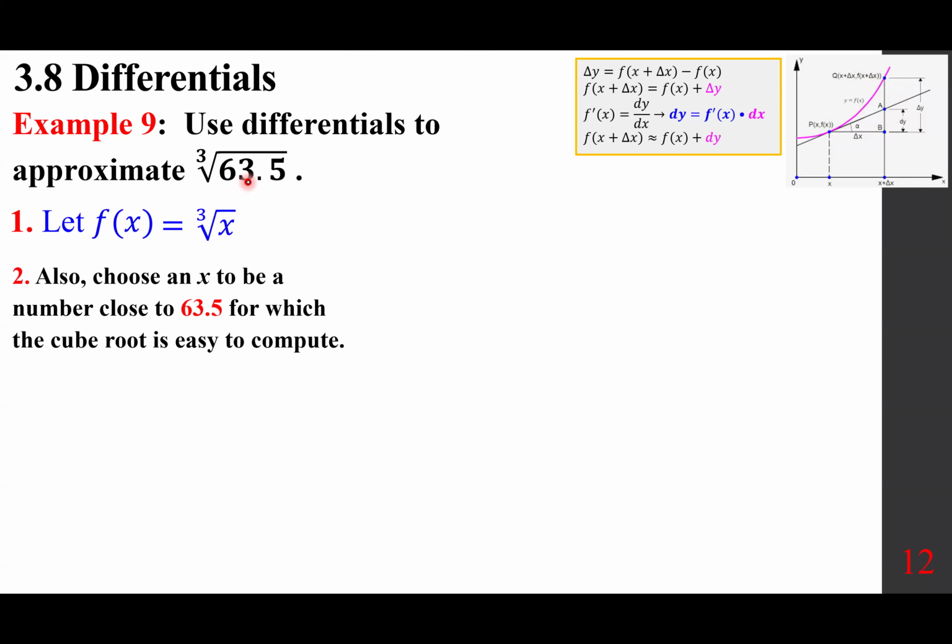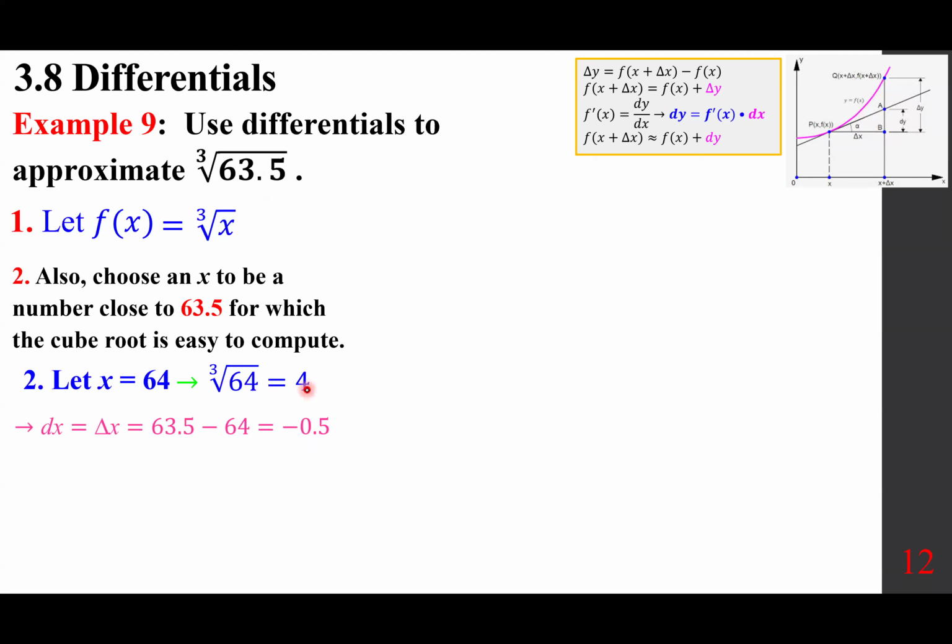The next thing is you want to choose an x which is close to 63.5, and you can find the cube root. The closest number would be 64, because the cube root of 64, we should know by heart, is 4. And so now what is dx or delta x? The difference between the two is 0.5, but is it negative or positive? We are going to go from 64 to 63.5. So 63.5 minus 64 is minus 0.5, which means we know the cube root of 64 is 4. We don't know the cube root of 63.5, but negative indicates smaller than 4.